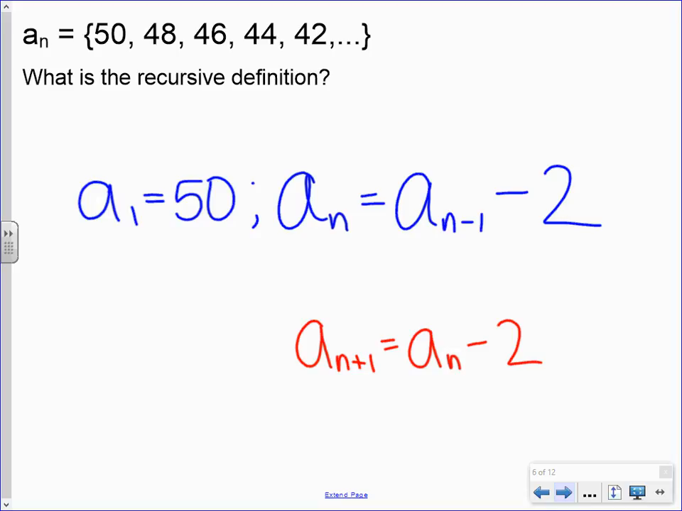What I'd like you to do is take your card and write the recursive definition for that sequence. And when you have it written down, go to your corner.